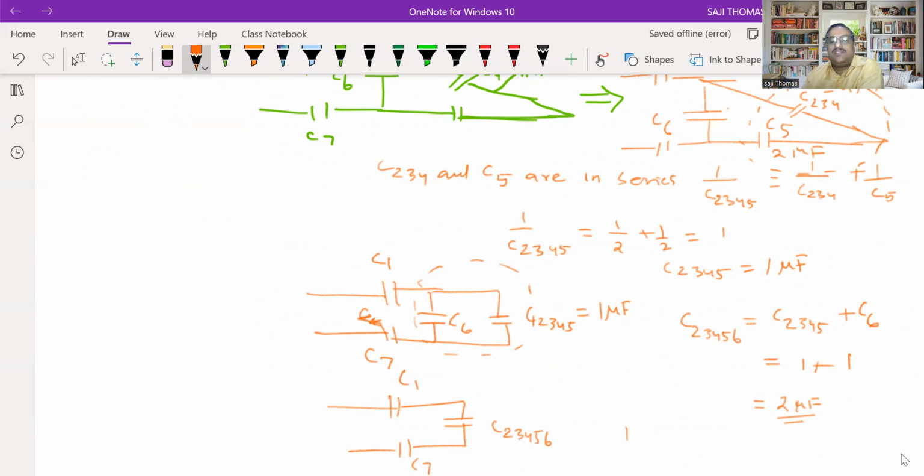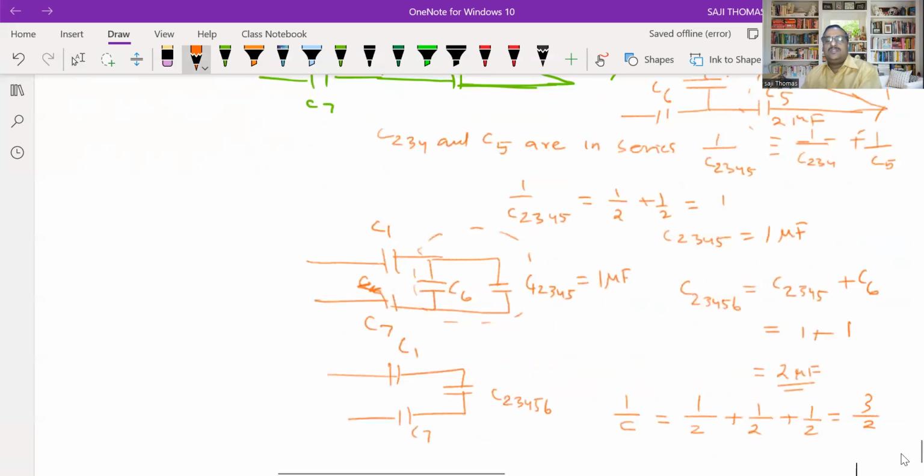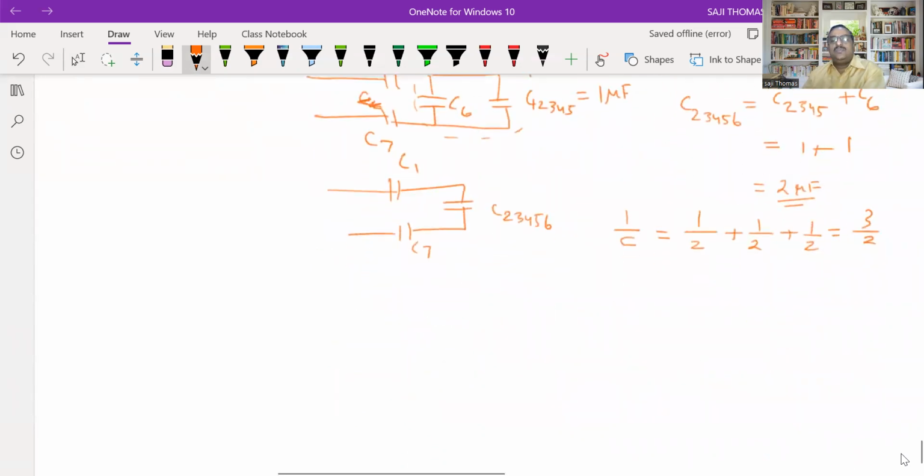So what is the final equivalent capacitance? 1 by C equals 1 by, what was C1? 1 by 2 plus 1 by 2 plus C7 also 1 by 2. So 3 by 2. So the equivalent capacitance of the combination C equals 2 by 3 microfarad.